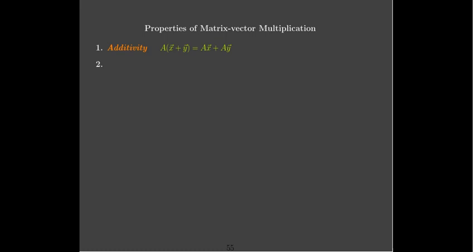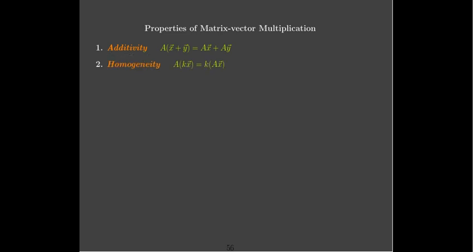So a couple of properties of matrix vector multiplication and a couple of new vocabulary words that we will use throughout the course. One is this additivity property. It just simply is what it looks like. It looks like a distributive property. You can distribute the matrix. If you have a sum of vectors, you can distribute the matrix multiplication across each of the vectors and then sum up the matrix vector products.